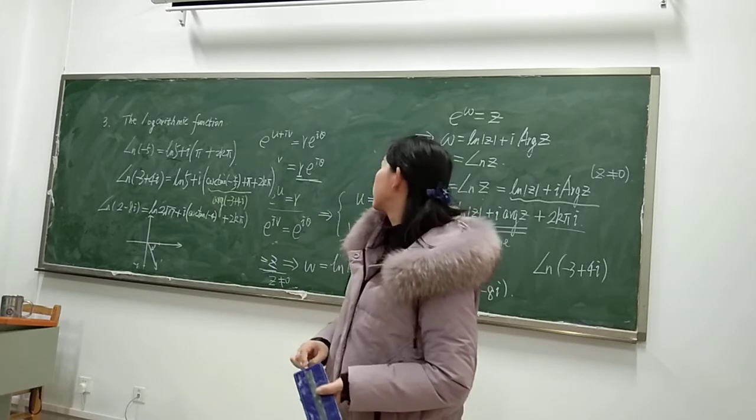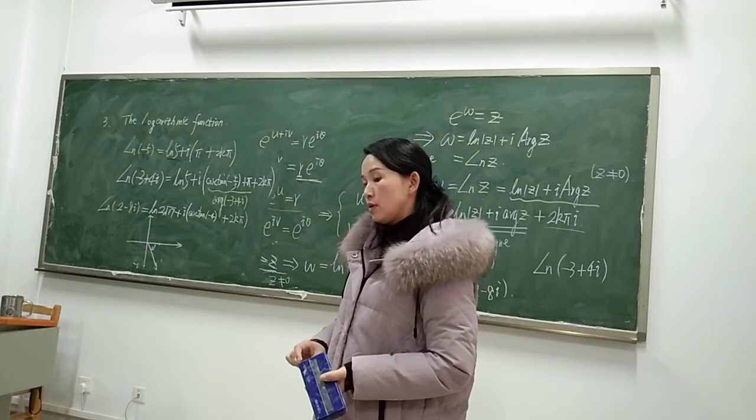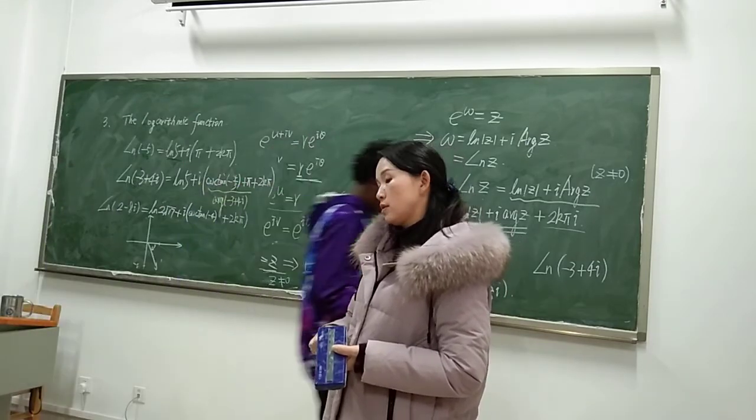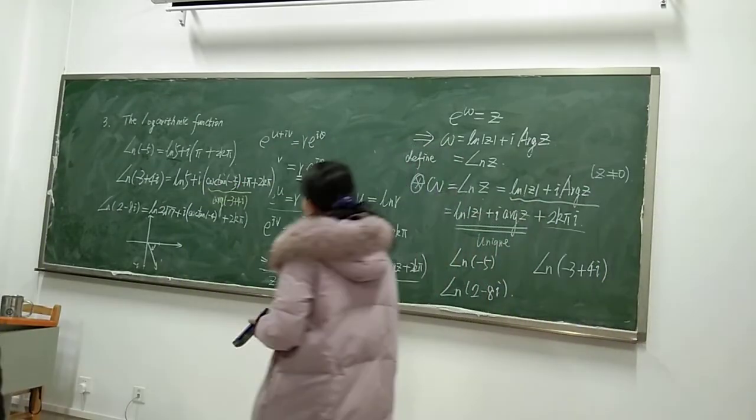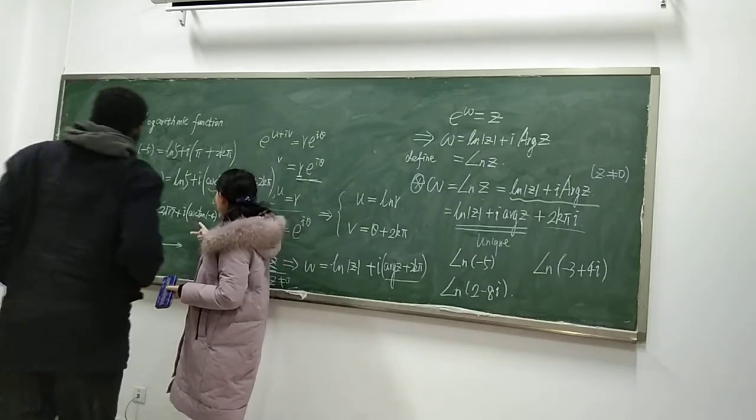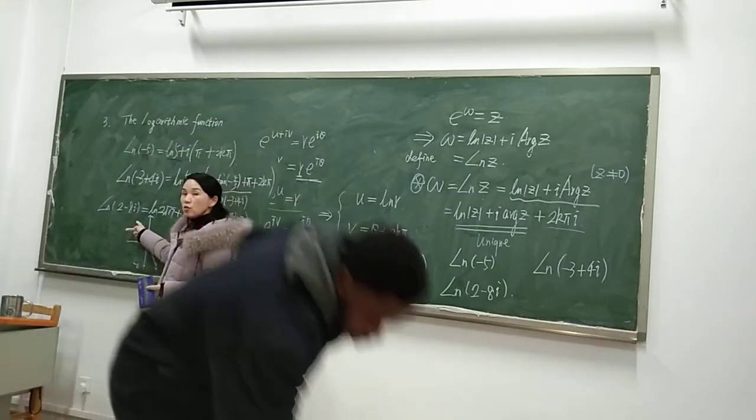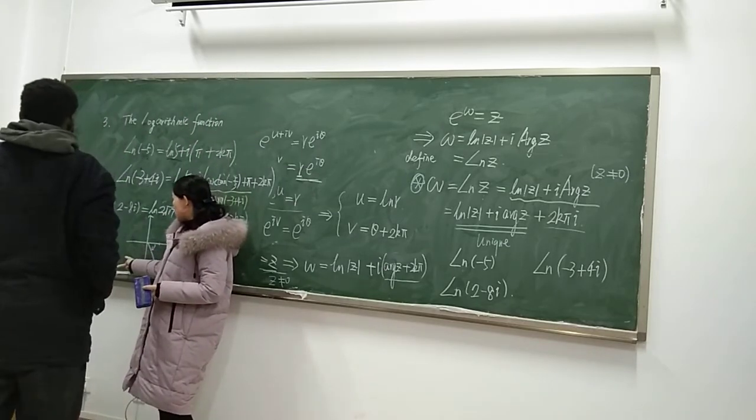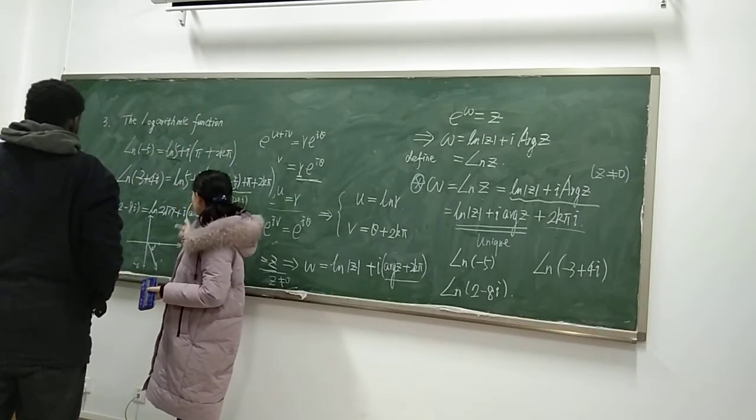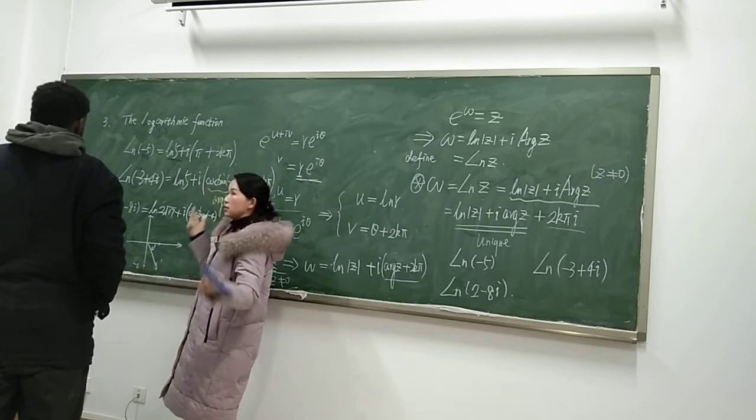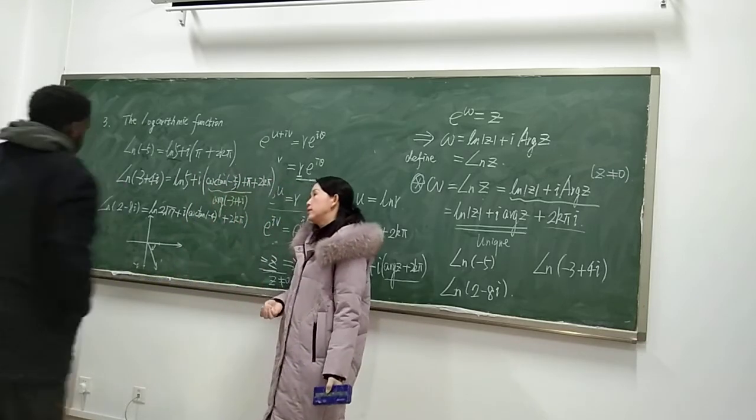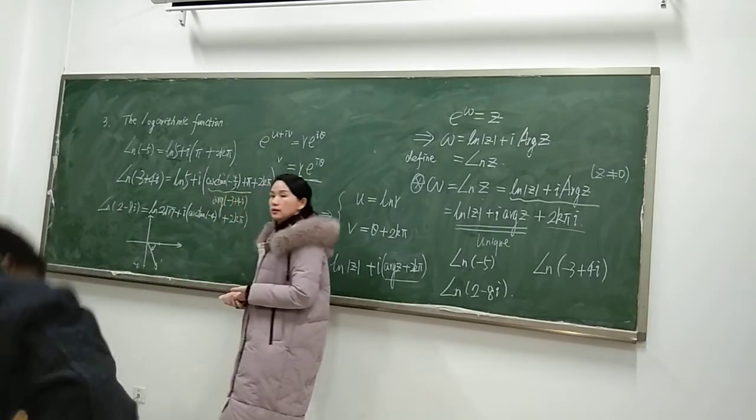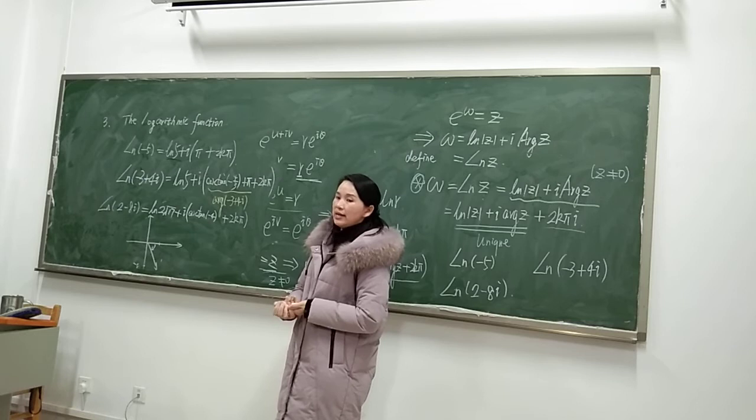No. Because it's the fourth quadrant. The first one and the fourth one is arctangent y over x. The second one is arctangent y over x plus pi. This one is minus pi. This is true. Only arctangent y over x is okay. Understand it?